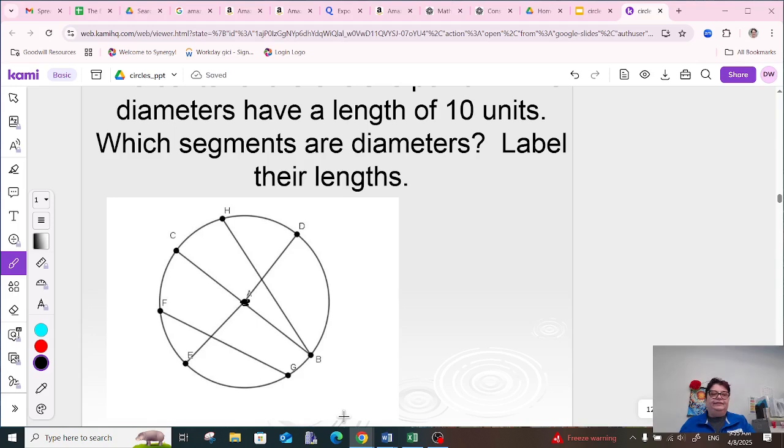Okay, so all the diameters have a length of 10. They want us to list the diameters. Here's the center. So what would be a length of 10? CB. So CB would equal 10 units. ED would equal 10 units. And is that it? That's it. There's only two diameters, because here's the center. The only two diameters are going to be this one and this one, the ones that go through the center of the circle. So only those would be 10.